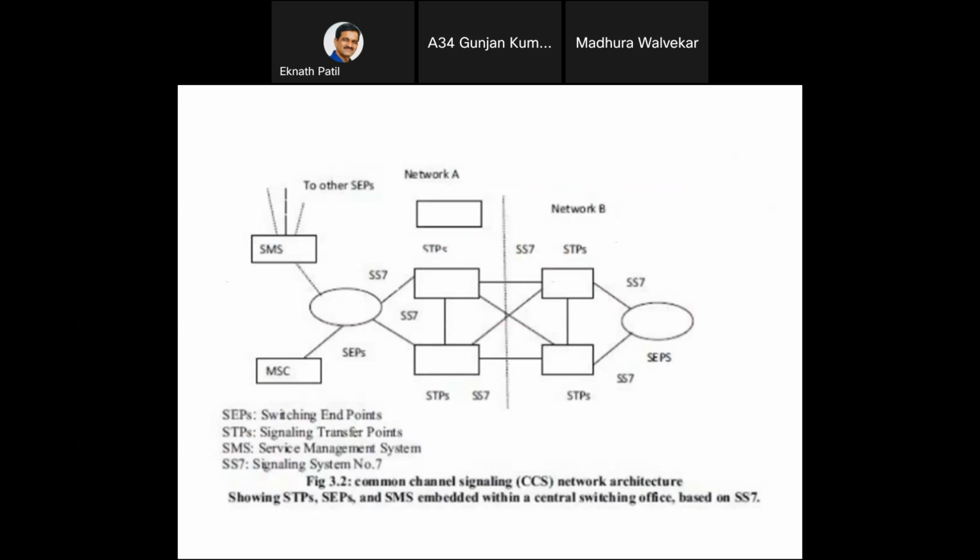It is always known as SS7, that is common channel signaling system number 7. SMS is the service management system, STPs are the signal transfer points, and SEPs are the switching end points. Common channel signaling architecture shows STPs, SEPs, and SMS embedded within the central switching office and based on SS7.